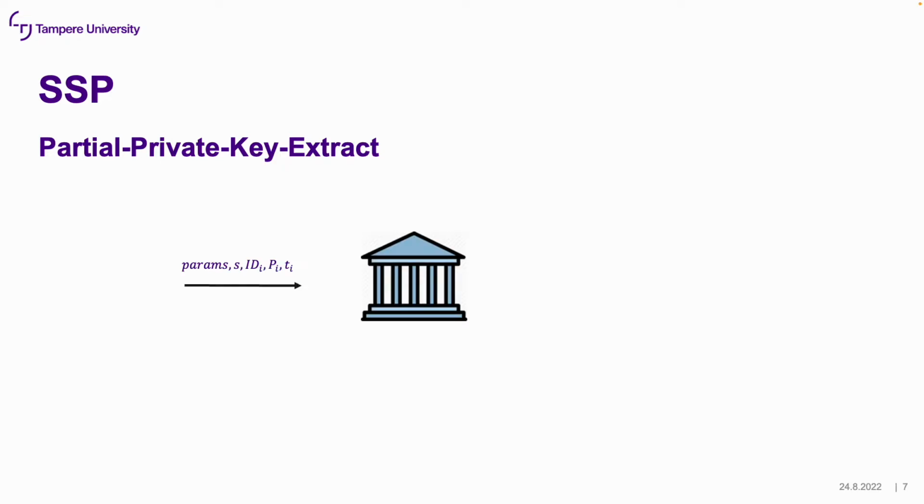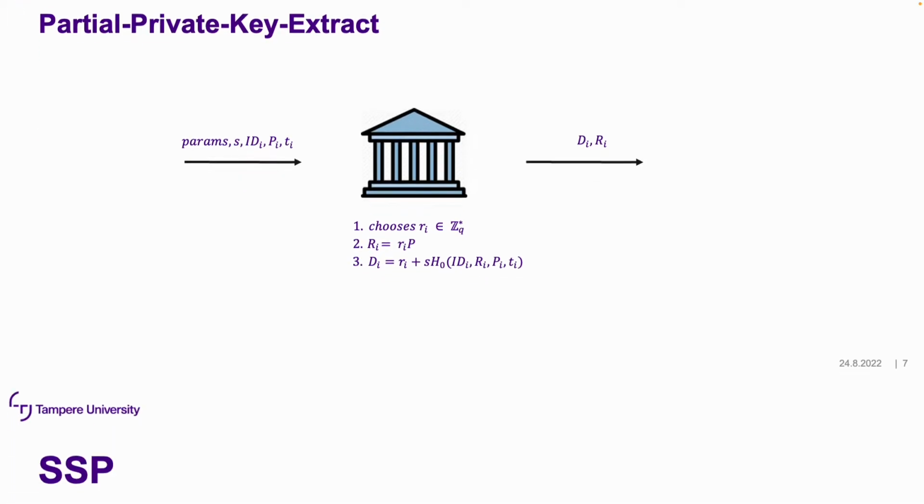We have the partial private key extraction algorithm, which is also executed by the KGC. Takes as inputs the parameters, the MSK, the secret key, the identity of the user, the public key of the user, and the time constraint, which is used to limit the validity of the partial private key and partial public key. Now the KGC chooses a random value Ri, computes big caps Ri, computes the partial private key Di, then outputs both Di and Ri.